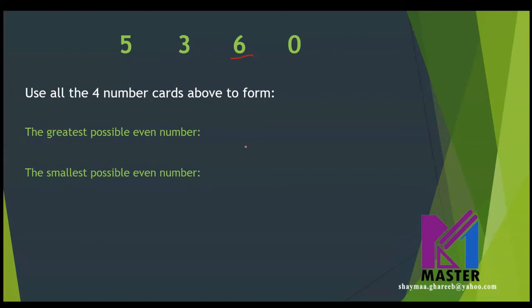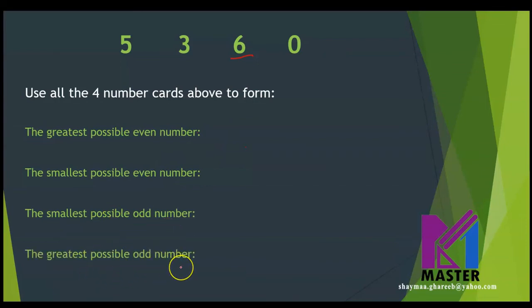Now the smallest possible even number. What do you think? And the smallest possible odd number and the greatest possible odd number. Let's start. The first one, as we said, it will be 6,530.